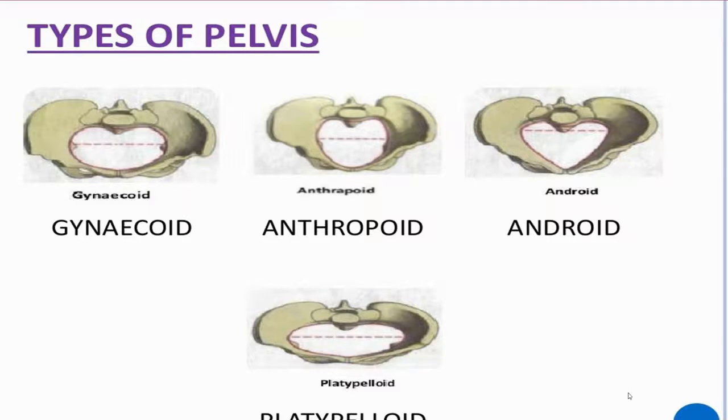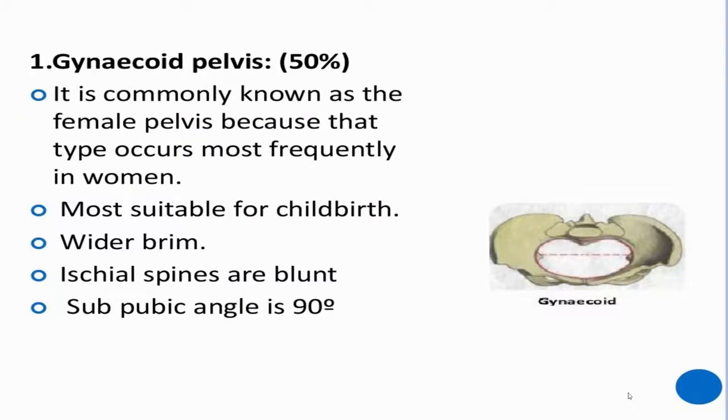Now you can see in this picture the types of the pelvis: gynecoid, anthropoid, android, and platypelloid. First, we will see the gynecoid pelvis that is present in 50% of individuals. It is commonly known as the female pelvis because that type occurs most frequently in women and is most suitable for childbirth. It has the wider brim, ischial spines are blunt, and the subpubic angle is 90 degrees.